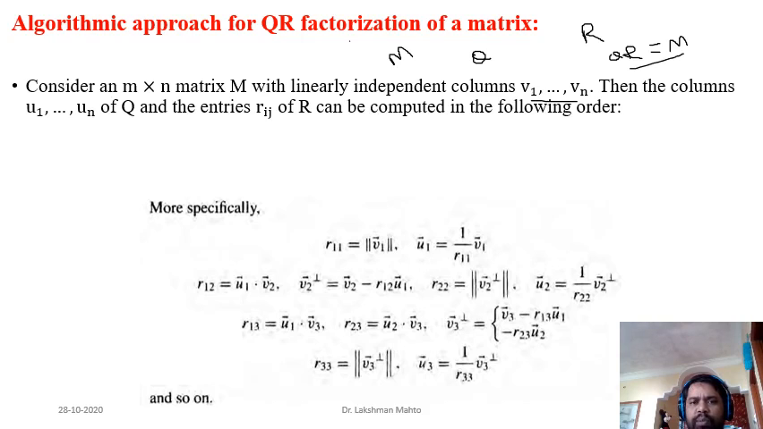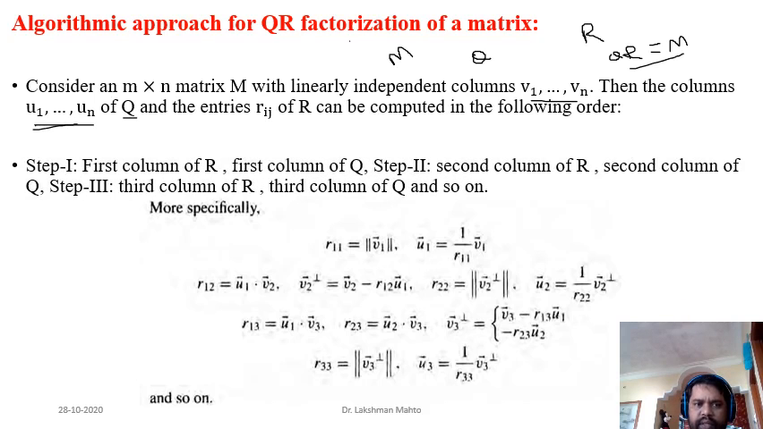So consider an m by n matrix M with linearly independent columns V1, V2 up to Vn. Then the columns U1, U2, up to Ui, how are you getting these? These Uis you are getting from Vi by using the Gram-Schmidt process, and these form the columns of the orthogonal matrix Q, and the entries Rij of R can be computed in the following steps. Step 1, first find the first column of R, and in that process you will also get the first column of orthogonal matrix Q. It is a little bit different than that, but the job is the same.